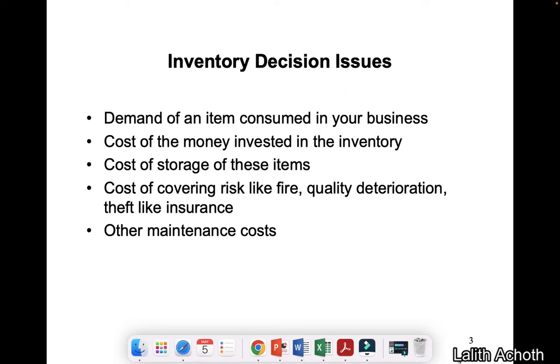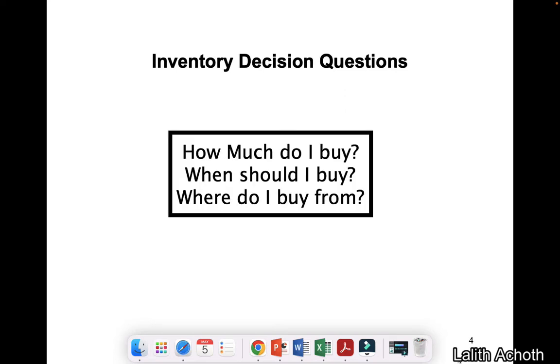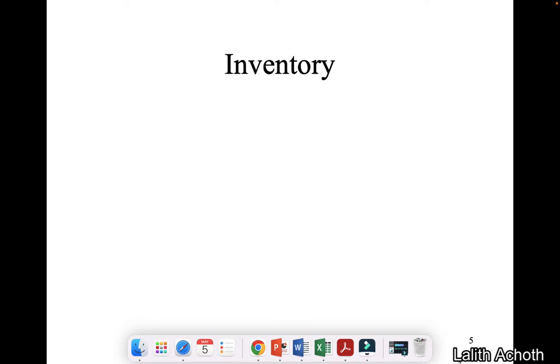And there's also an ordering cost. Sometimes when you place an order, there are costs associated with that. So that's called the ordering cost. So inventory decisions basically boil down to how much do I buy? When should I buy? And where should I buy from, therefore, to get the lowest price? So this is basically what an inventory model looks like.